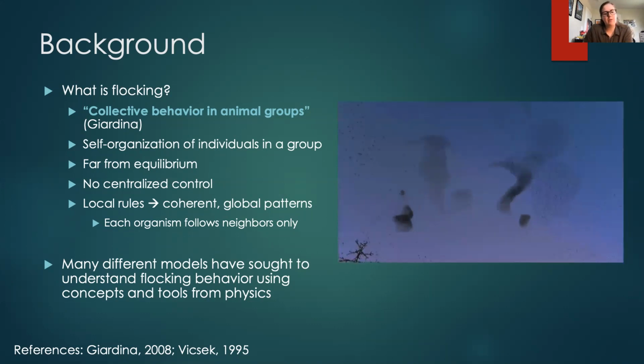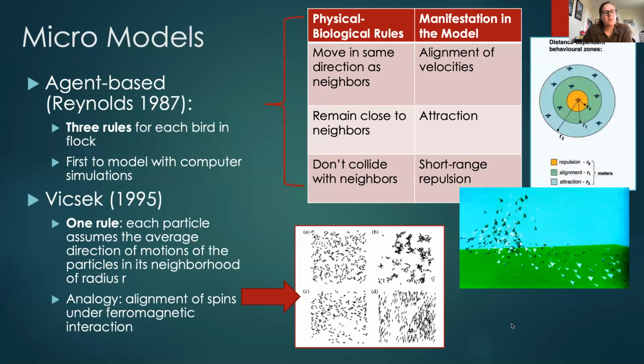And so now let's talk about those models. First, we start with the microscopic models, those that describe the behavior of the individuals in the group. And so Craig Reynolds in 1987 ascribed 3 rules to flocks, or the individuals in flocks, namely that each bird moves in the same direction as its neighbors, remains close to those neighbors, and doesn't collide with those neighbors.